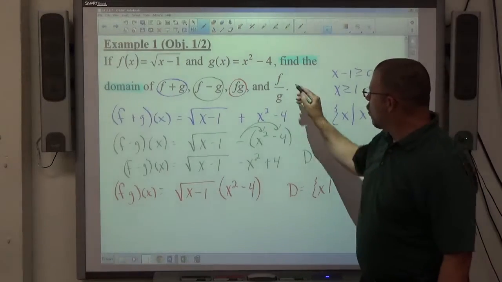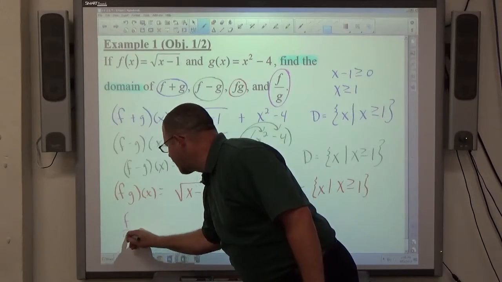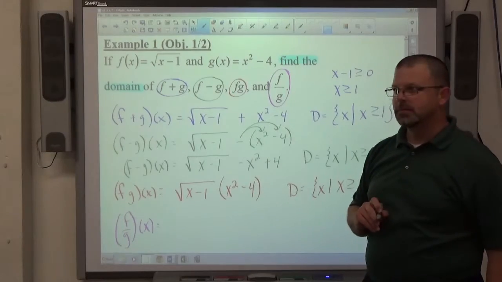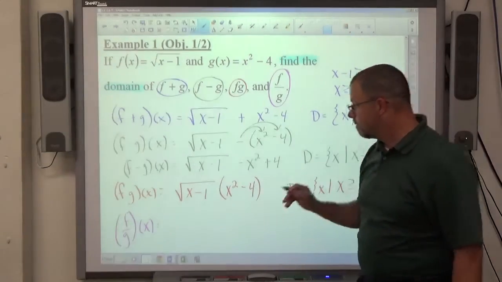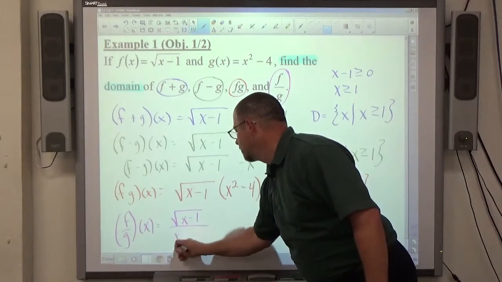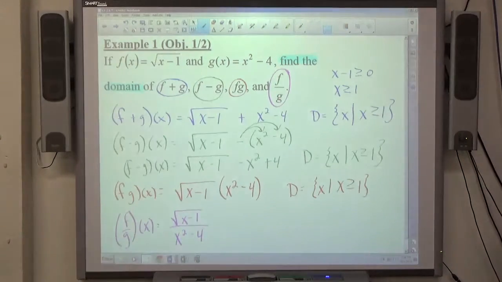The final one, f over g. Somebody want to take a guess as to what f over g of x looks like? Square root of x minus 1 over x squared minus 4. Perfect. Square root of x minus 1 over x squared minus 4.